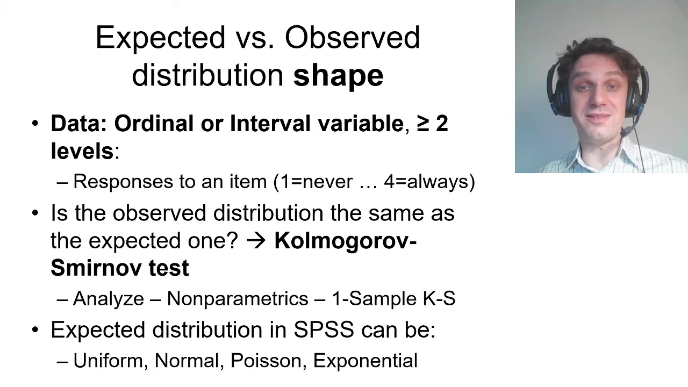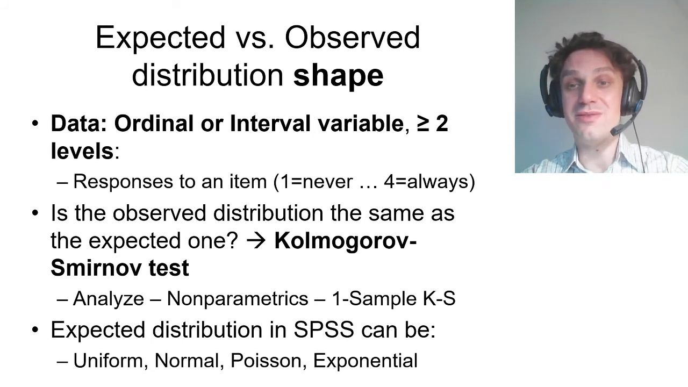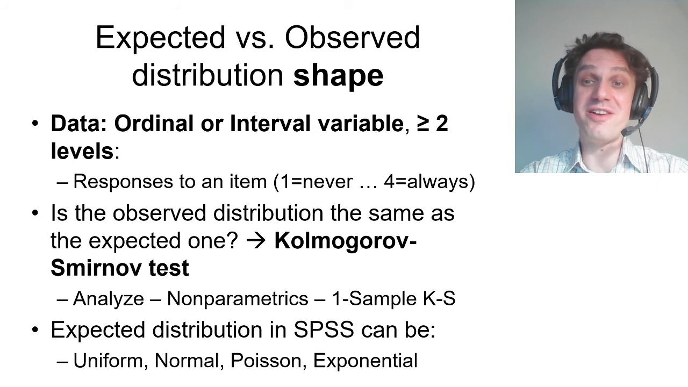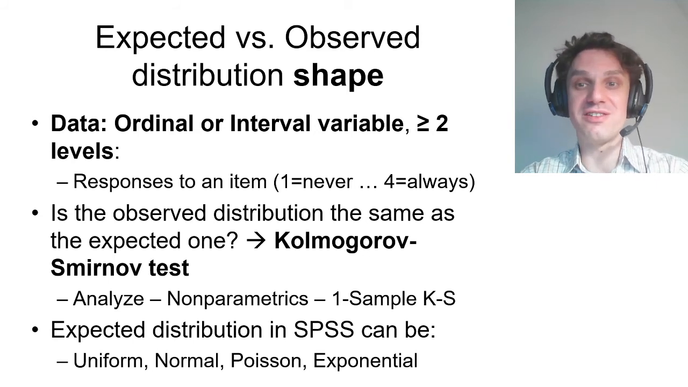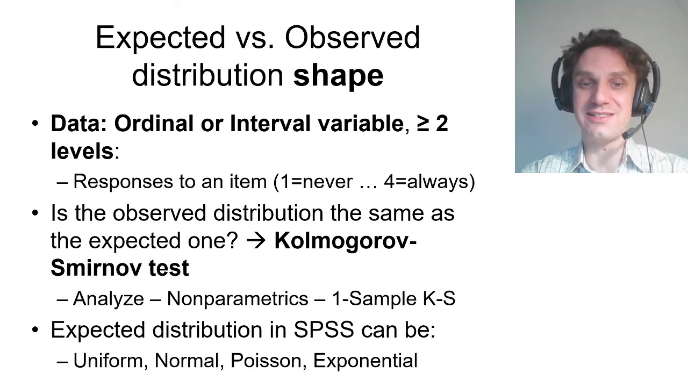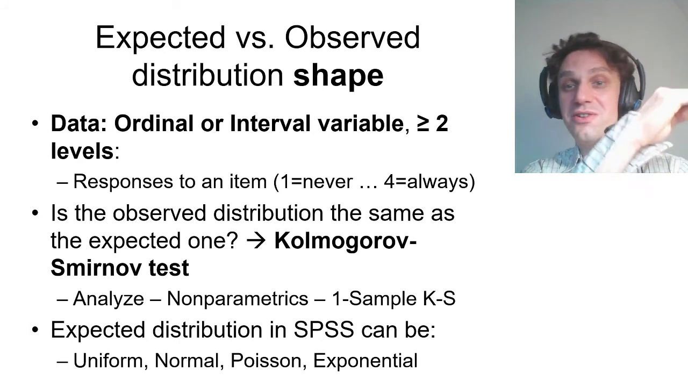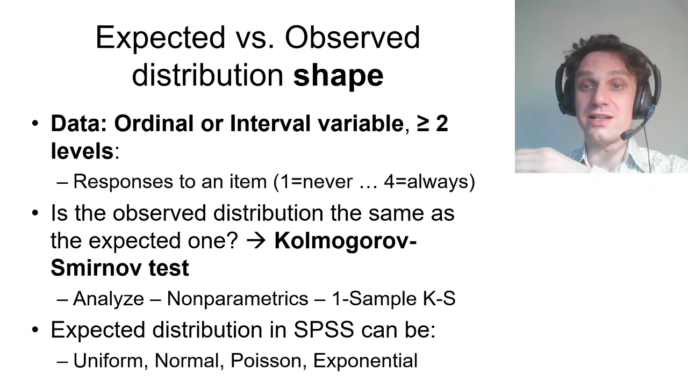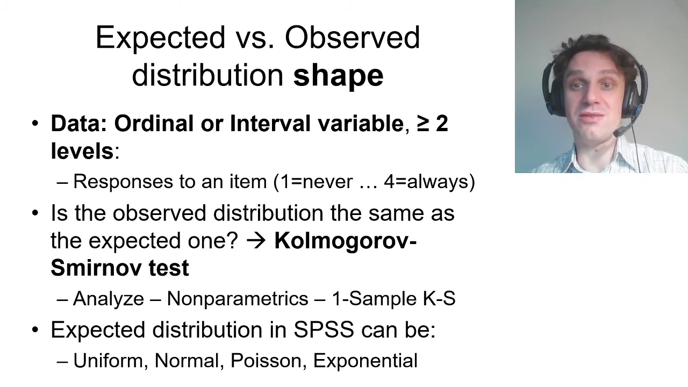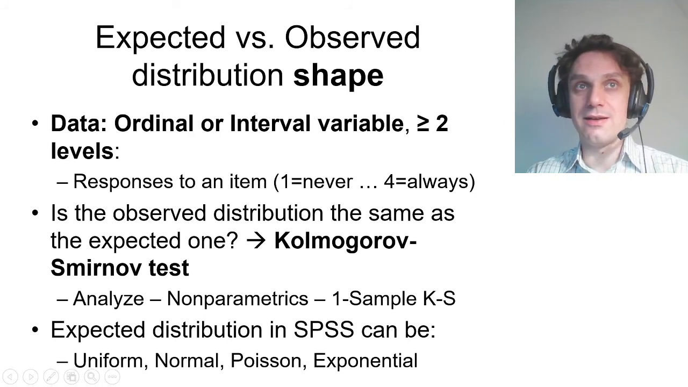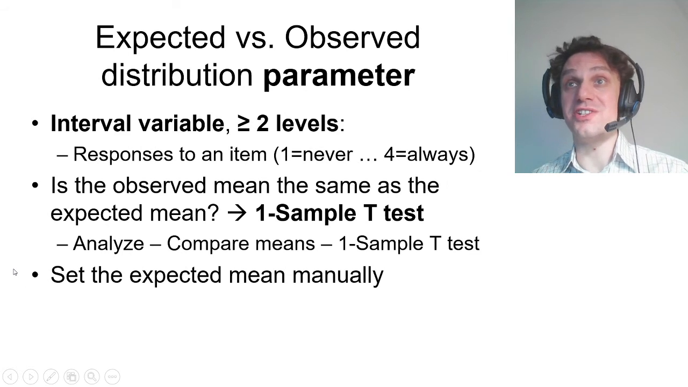In case your distribution is ordinal or interval, you might be interested also in whether this distribution corresponds to a normal distribution. And for this test in SPSS, you use the Kolmogorov-Smirnov test. Also in Analyze, Nonparametric Tests, One-Sample KS for Kolmogorov-Smirnov, but there are also other tests that you can select there, and you can set different types of expected distributions, like uniform distribution or normal distribution or exponential distribution, basically whatever it is that you want to compare your data to. Most often we use this for normal distributions.